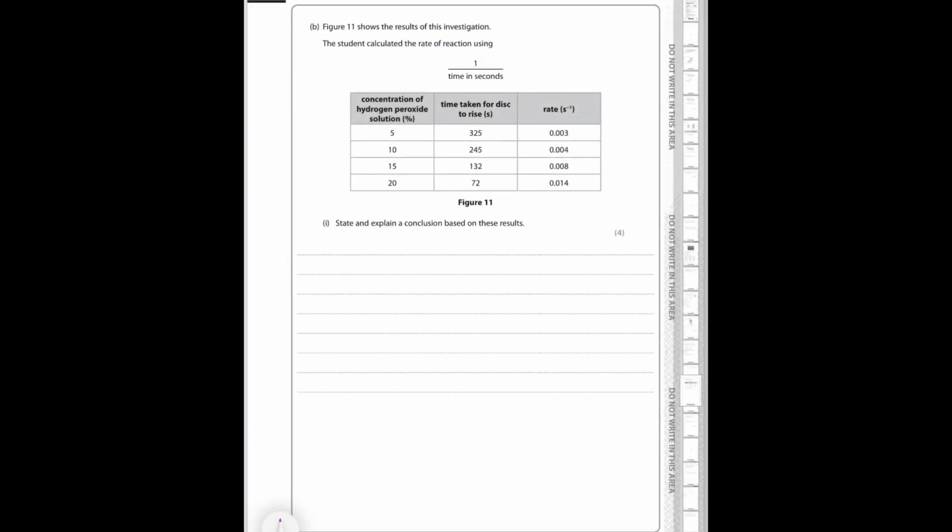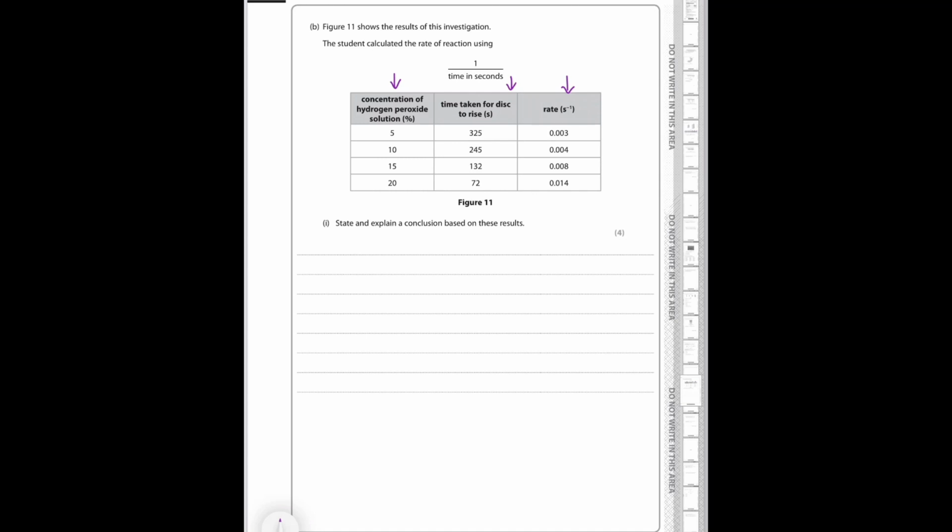Figure 11 shows the results of the investigation. The student calculated the rate of reaction using 1 divided by the time taken in seconds. So we have the concentration of hydrogen peroxide solution, we have the time taken for the disc to rise, and then we have the rate calculated using the equation. And the question is, state and explain a conclusion based on these results.